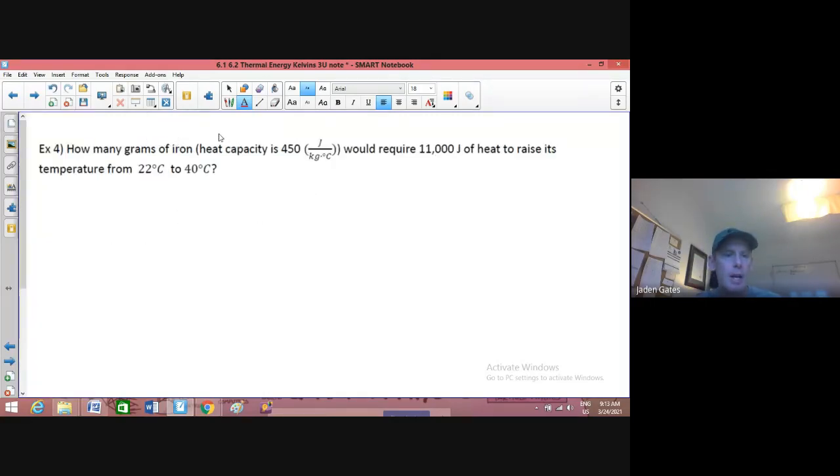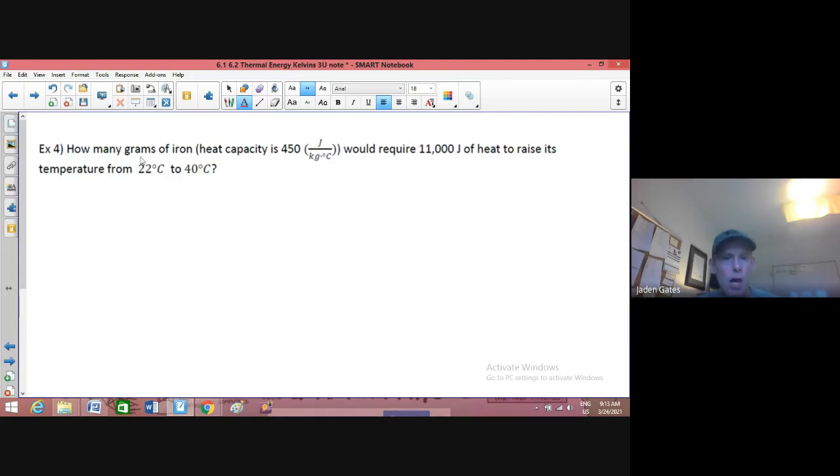All right, here we go. Example 4. How many grams of iron, which has a heat capacity of 450? And see how that number is already lower than water, because these are actually real values. These aren't stuff that I made up this time out. The heat capacity is a lot lower because iron heats up a lot faster than water does. Less energy is needed per kilogram to raise it 1 degree.